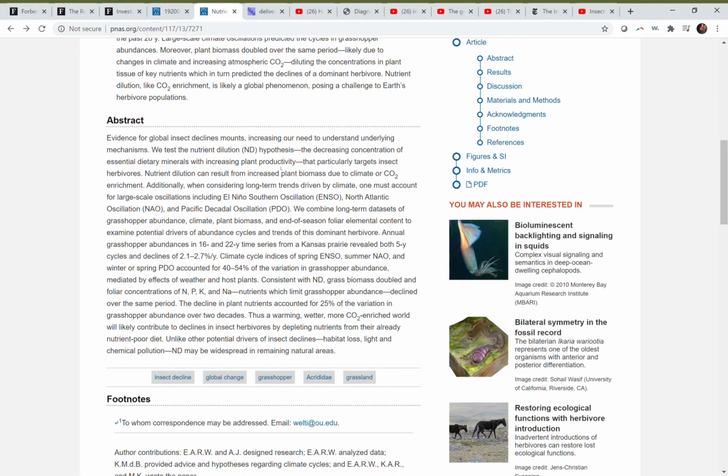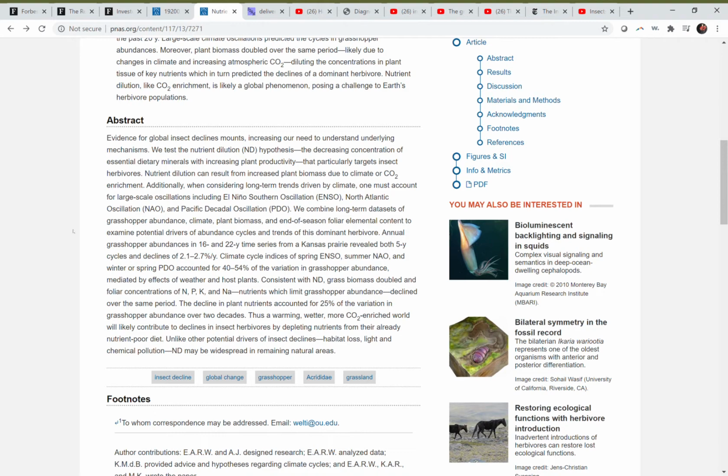They found that the reason these grasshoppers were disappearing partly had to do with climate change, climate cycles in particular, such as the El Nino Southern Oscillation, the North Atlantic Oscillation, and the Pacific Decadal Oscillation. These are just different climate cycles that affect rainfall, humidity, and temperature in this area. That accounted for 40 to 54% of the declines in these grasshoppers. By the way, we're talking about a decline of probably 40 to 60% of the population over the past 20 years, which is pretty significant.